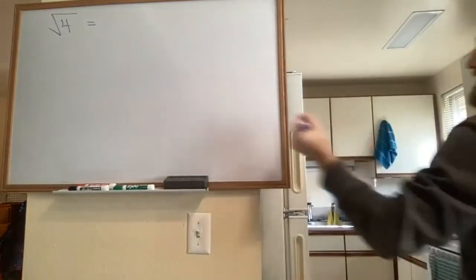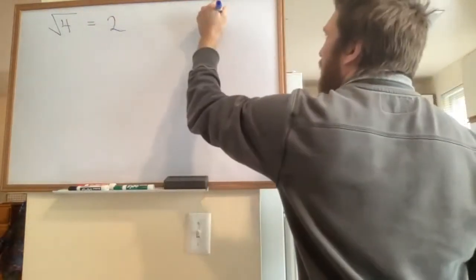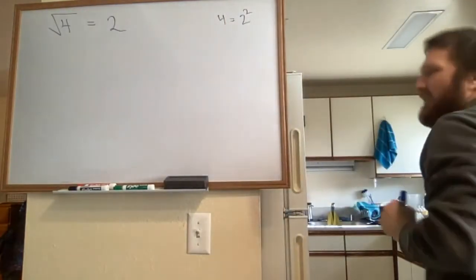Two. Yes. Square root of 4 is 2. And we say why? Because 2 squared is equal to 4, right? That's what we've been talking about. And now let's look at this.